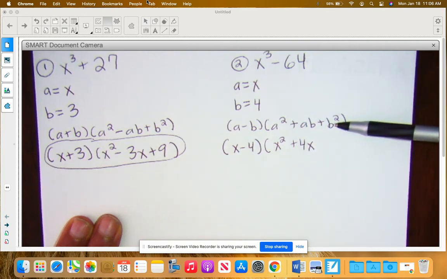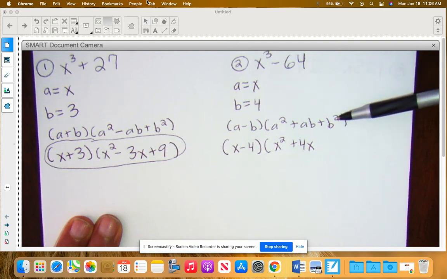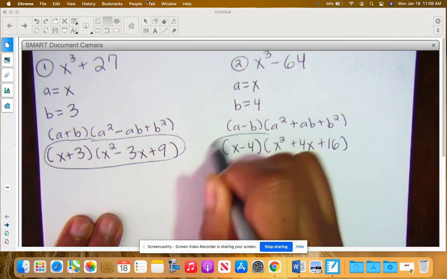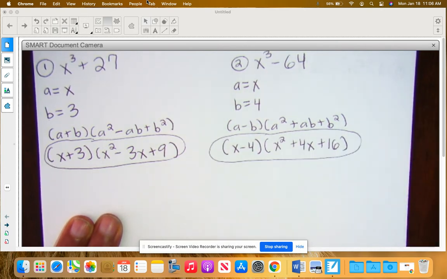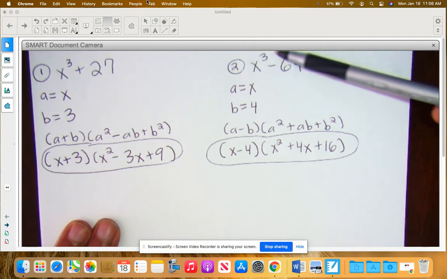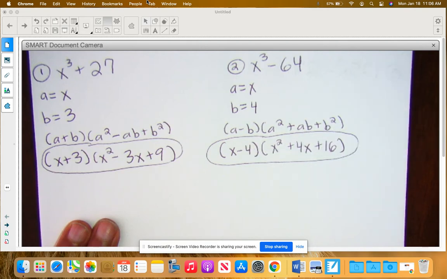And then it says to do B squared. So our B is 4. So if I do B squared, that's 4 times 4. And 4 times 4 is 16. And just like that, we have factored x to the third minus 64. So x to the third minus 64 factors into x minus 4 times x squared plus 4x plus 16.